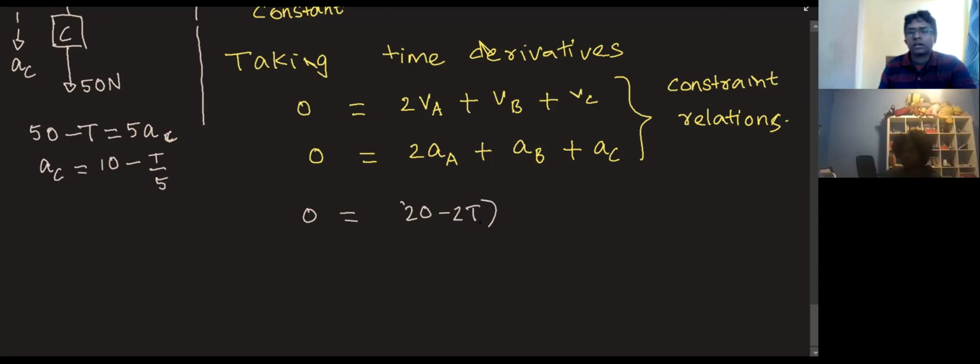And then what is AB? AB is 10 minus T by 3. So I'm going to substitute that. 10 minus T by 3. Okay. And then AC is 10 minus T by 5.